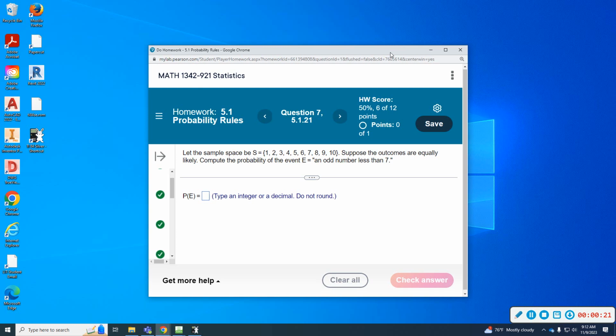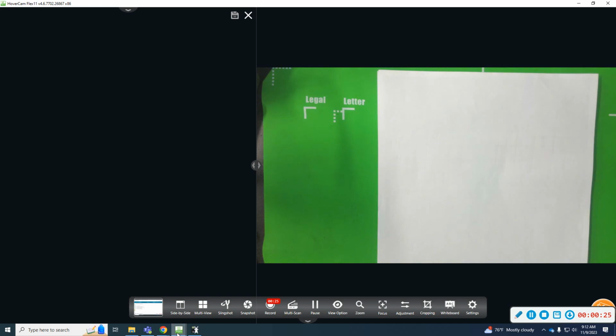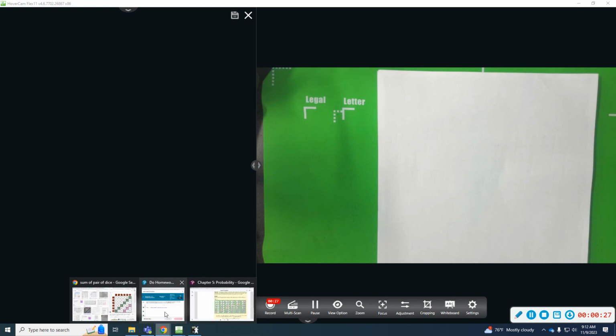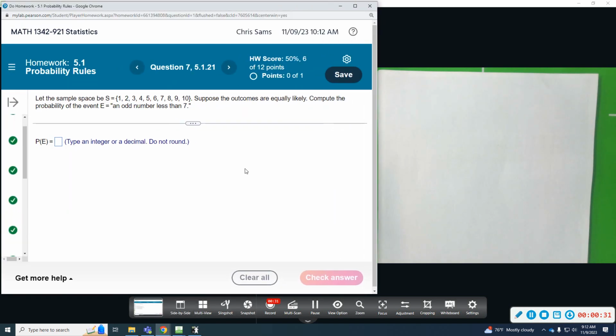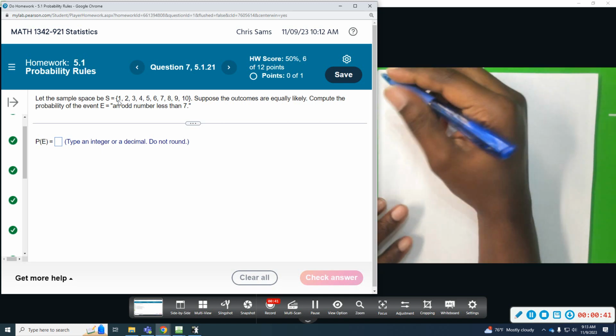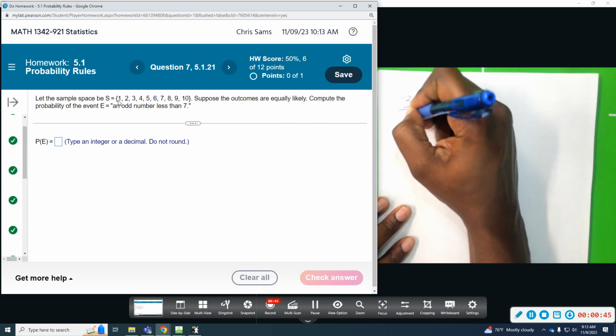So if I want to think about an odd number less than 7, I can use my diagram now. So I'm looking here. How many odd numbers do I have that are less than 7? 5, 3, and 1. So there's 3 numbers out of the 10 that I have total.